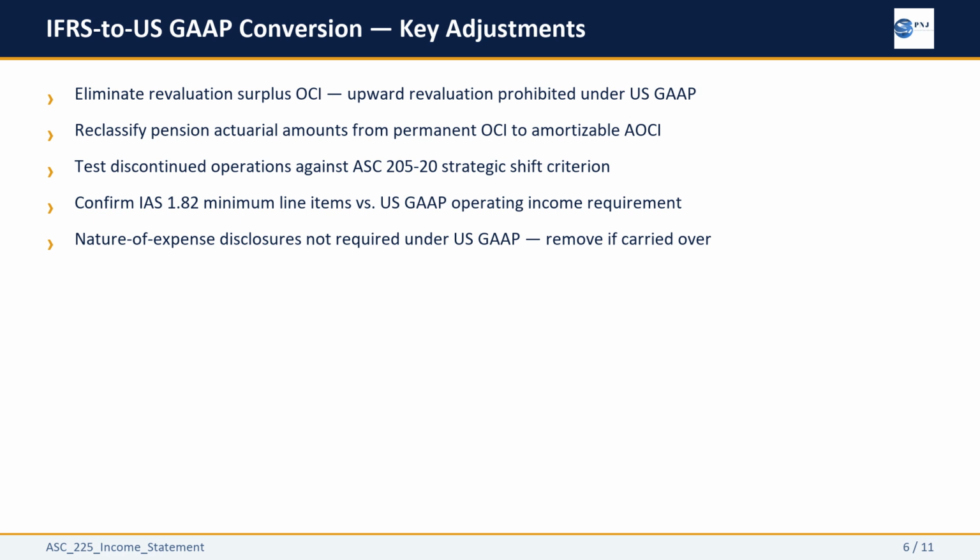Third, revisit the scope of discontinued operations. ASC 205-20 applies a strategic shift criterion that may be narrower than IFRS 5. A disposal that qualifies under IFRS 5 may not qualify under US GAAP, changing how those results are presented on the face of the income statement.